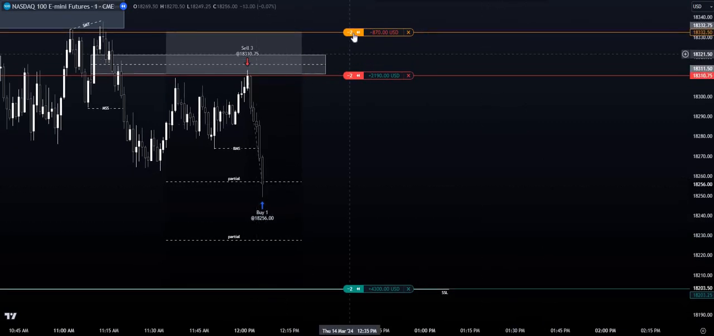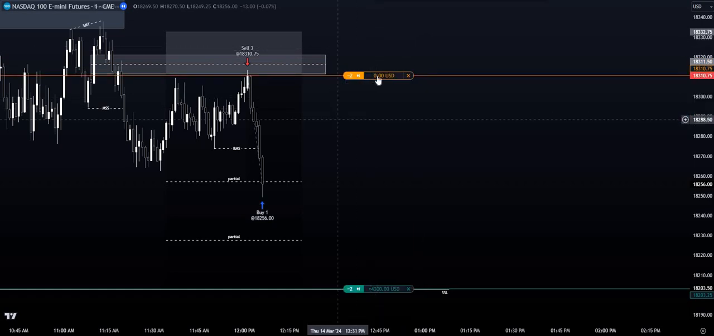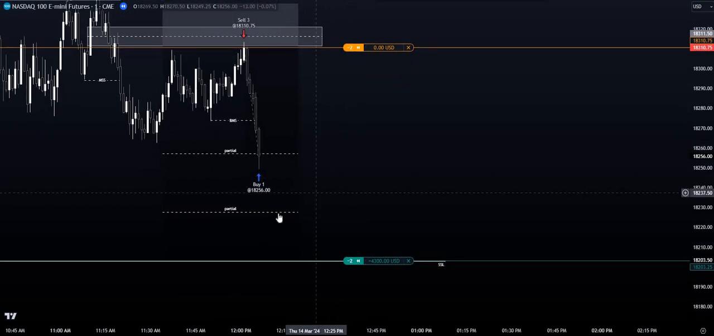Now after we took that first partial, I'm going to lower my stops all the way to break even now. Since I have a break even trade now, I can ultimately hold this trade until we get to that second partial, take that second partial, and ultimately hold it until sell side liquidity. So let's see what it does.